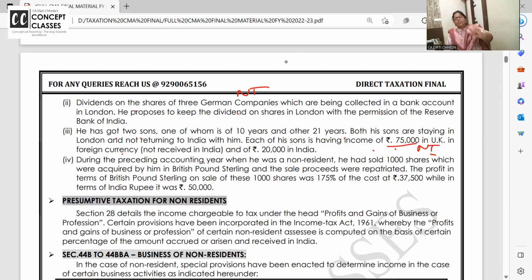Where is the income? In UK. Where was it received? In UK. Where does it accrue? In UK. Where are they studying? In UK. Nothing to do with India. And 20,000 in India. Yes, it will be taxable. 20,000 in India, that too only for one son, minus 1,500. Write down, all of you. Are you comfortable writing? Only for this 10-year-old child, 20,000 received in India will be taxable minus 1,500. For the 21-year-old, nothing will apply. Okay.